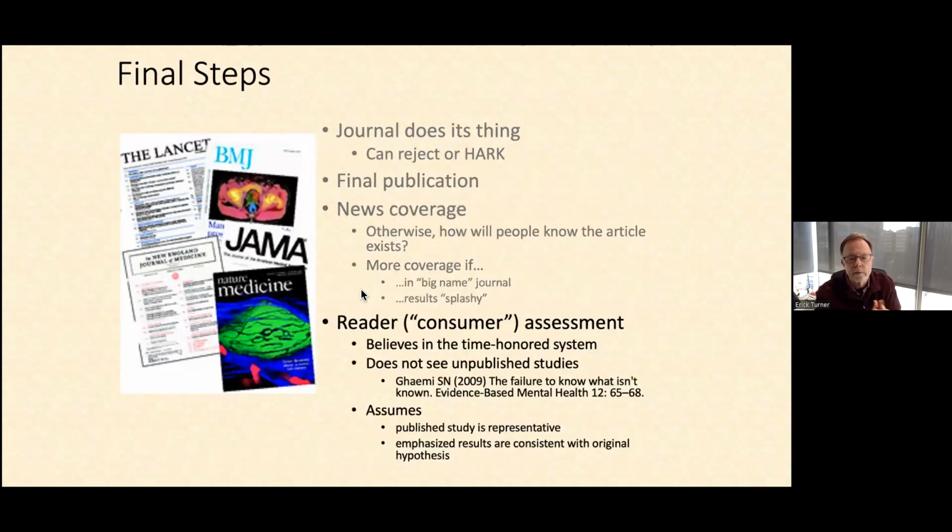And the reader, the final end user of the information, believes that, well, it's in peer review, it must be true. The reader assumes that the published study is representative of what happens when drug A is used in condition B. And the reader will also assume that whatever's emphasized in the title or in the results section is consistent with the original hypothesis. But that may be, and it may not be.